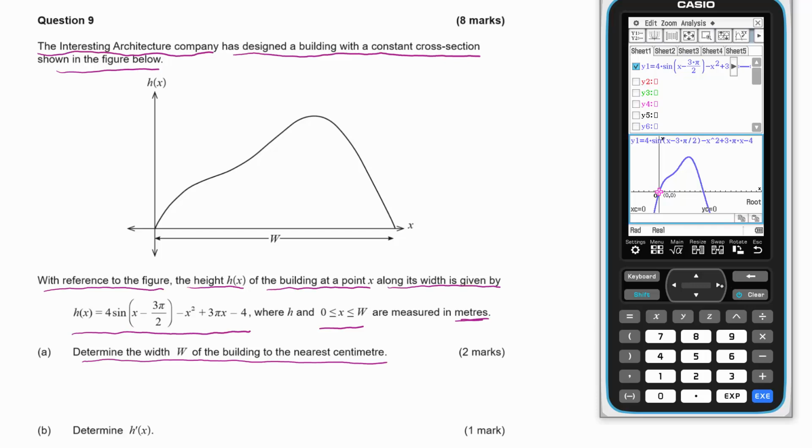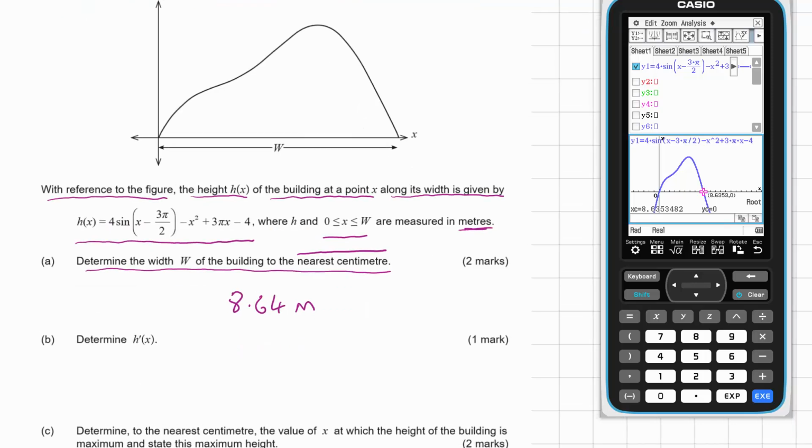And obviously the first one is at 0, and the next one is at 8.64 if we round to 2 decimal places. So 8.64 meters, and that's correct. 2 decimal places here is the nearest centimetre. Note that when using the calculator, I did check that we were in radian mode.